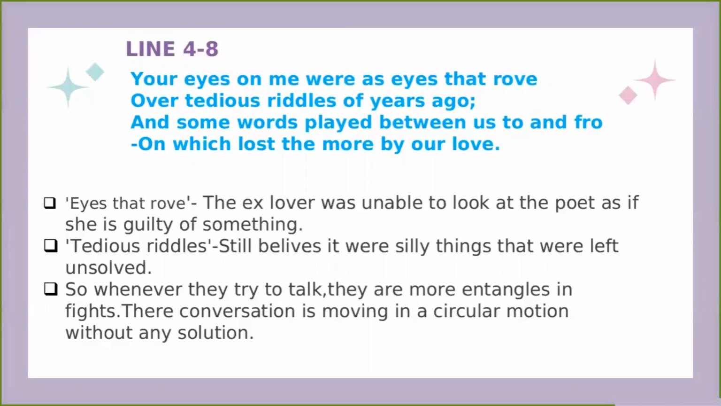Moving on to the next lines. Your eyes on me were as eyes that rove. Rove means constantly moving from one place to another, which shows that the ex-lover was unable to look at the poet as if she was guilty of something. Over tedious riddles of years ago, and some words played between us to and fro, on which lost the more by our love.